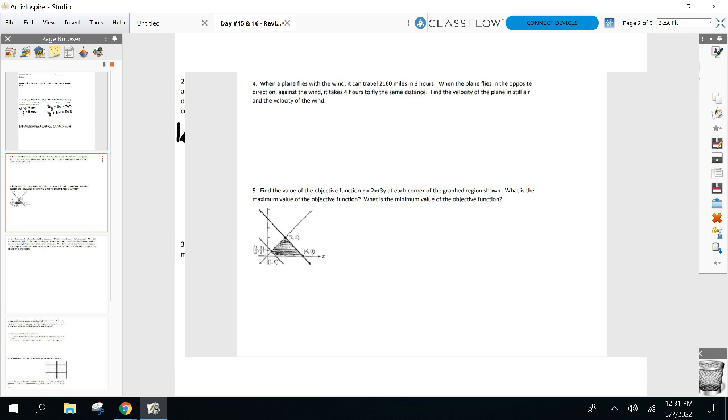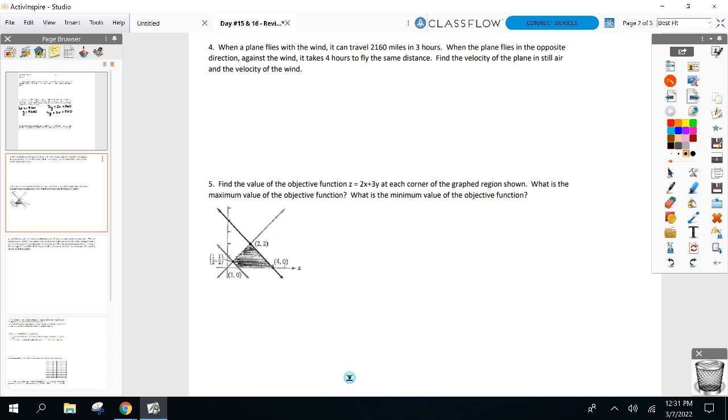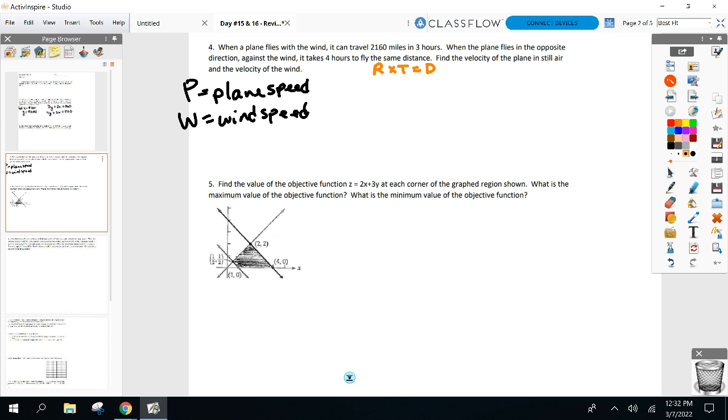Let's go to a motion problem. We did mixture on Friday. Motion, number four with the plane. It could be on a plane or a boat, you never know. Plane speed, wind speed. P and W for me today: P for the plane speed, W for the wind speed. It's not needed that you remember this for tomorrow, but I'm going off this: rate times time equals distance. That's how I'm creating these equations.